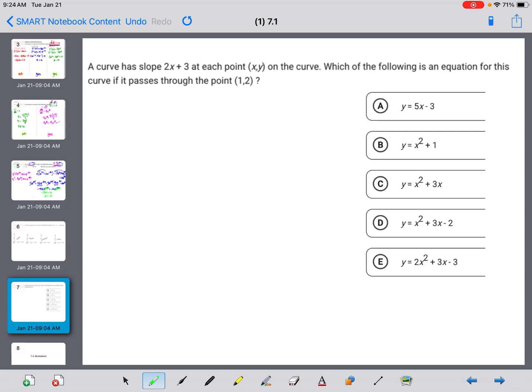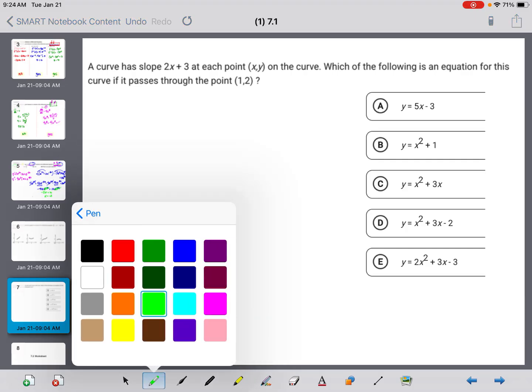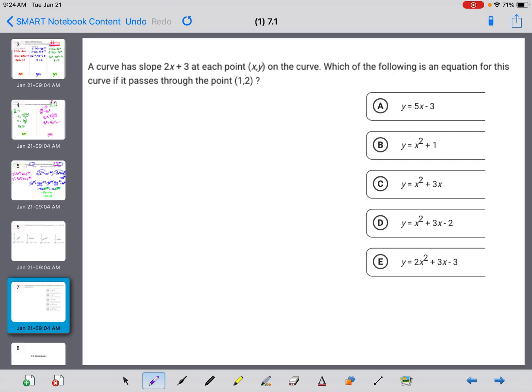All right, last one that we're going to end up doing here is right here. Okay, so a curve has a slope of 2x plus 3. So the slope we know is the derivative. So that's my dy/dx is going to be 2x plus 3.